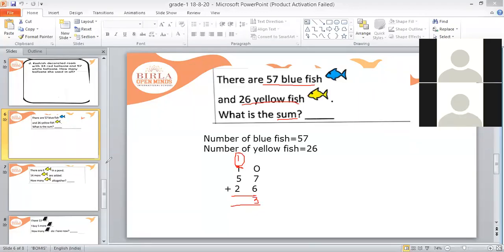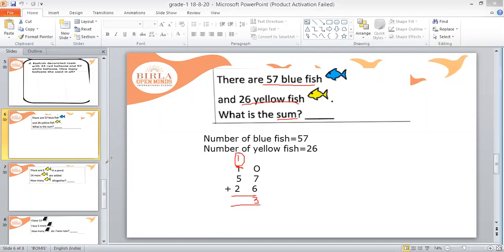Sudhamsh. Sudhamsh, am I audible to you? Sudhamsh. Yeah, ma'am. Arohi. Yeah, Arohi, tell me how many numbers are there in tens place? How many numbers? 3 numbers are there. Very good.